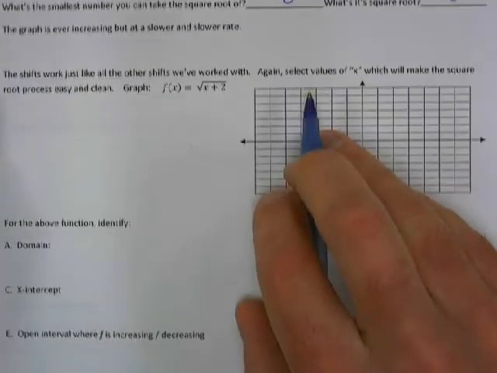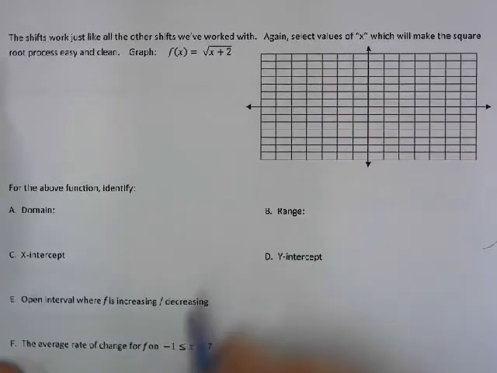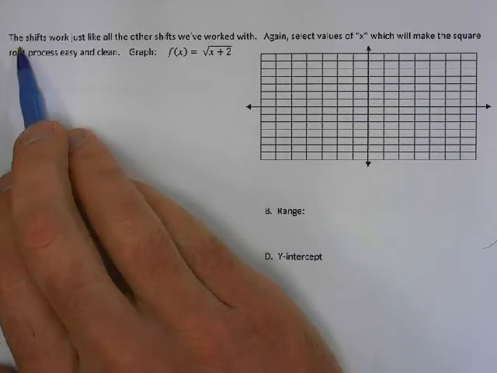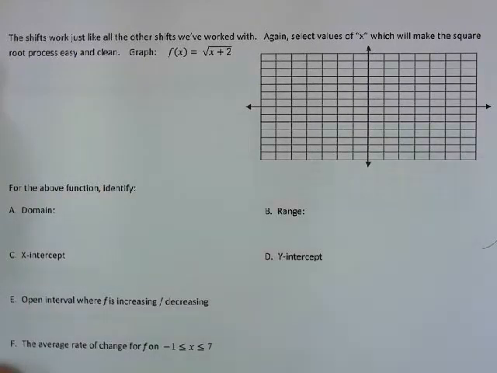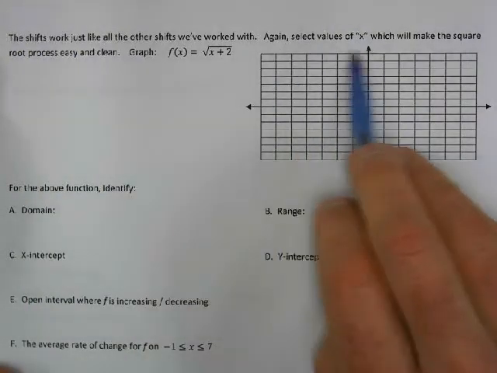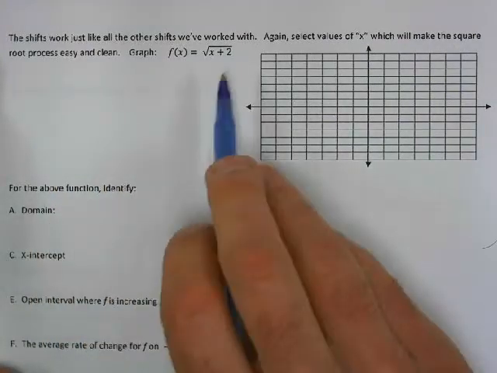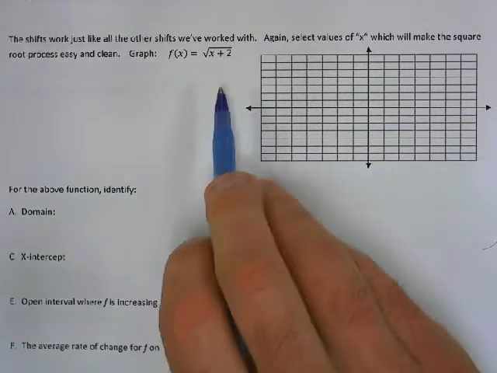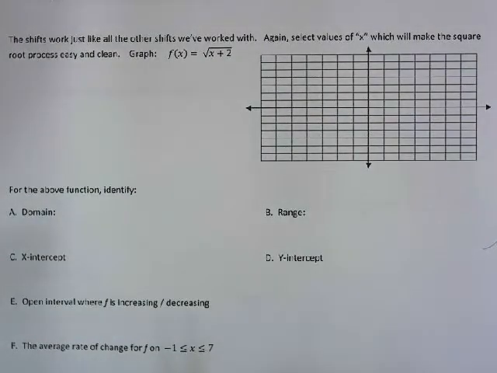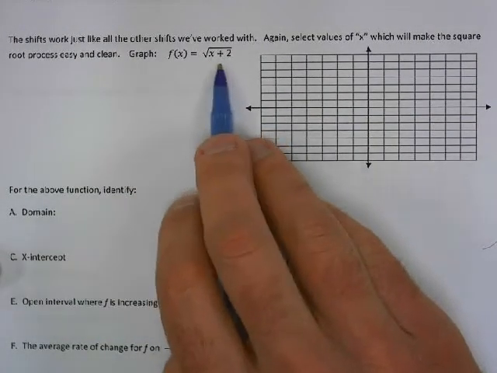All right, set this up more actually. All right, and like we just talked about, the shifts work just like all other shifts that we've worked with. Again, select the values of x, which will make the square root process easy and clean. So we want to graph this thing. Okay, so then how do we graph this thing? We kind of know what it looks like, and then hopefully we know what the shift is going to be.